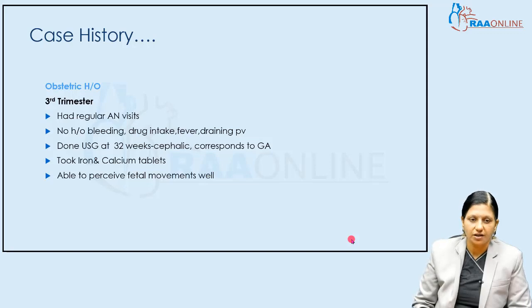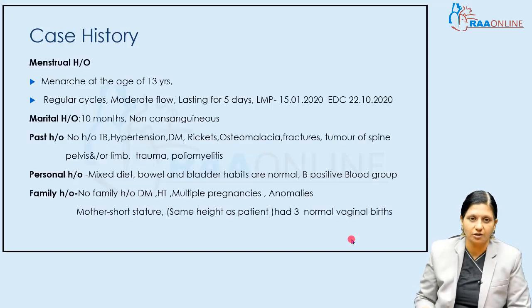In the third trimester obstetrical history, the patient had regular antenatal visits, no history of bleeding, drug intake, fever or draining per vaginum in the third trimester. The patient had an ultrasound at 32 weeks which showed cephalic presentation, which corresponds to the gestational age. The patient took iron and calcium in the third trimester, and was able to perceive movements well in the third trimester. In the menstrual history, the patient had menarche at the age of 13 years, regular cycles, moderate flow lasting for 5 days. Last menstrual period 15 Jan 2020. Expected date of confinement 22 October 2020. Marital history: married for 10 months, non-consanguineous marriage.